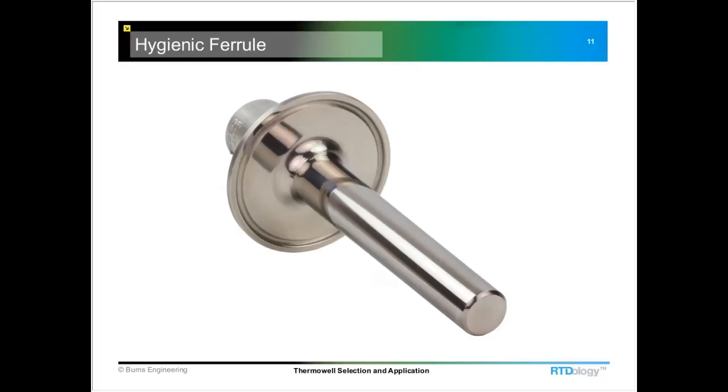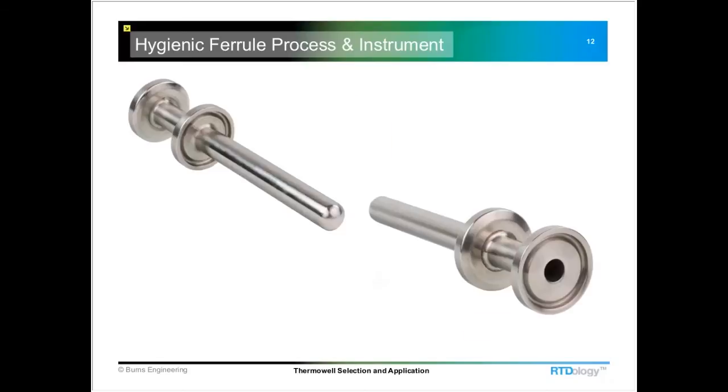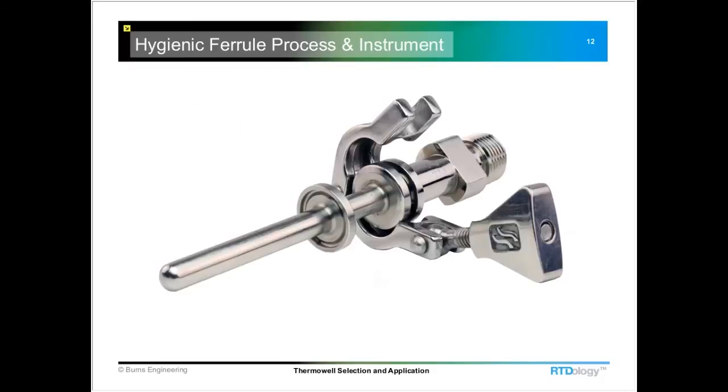Here's a Hygienic ferrule or tri-clamp style connection with a straight stem Thermowell. And this one uses a tri-clamp or Hygienic ferrule connection for the instrument as well as the process connection. And this is typically done if you need kind of a quick disconnect, something that can be done without tools. Just release the clamp fitting and pull the device apart.